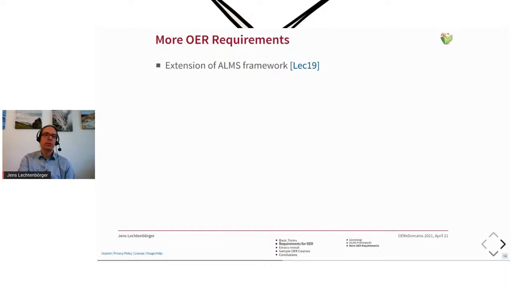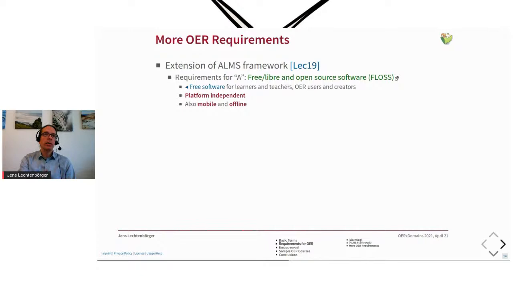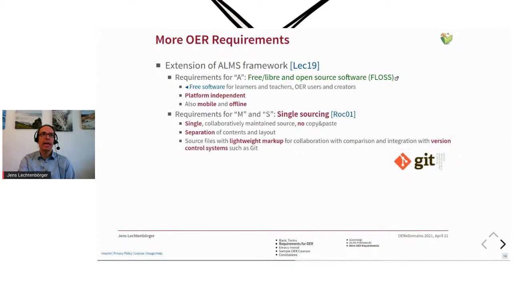I have a kind of interpretation of that framework that I described in the German paper. Roughly, the A in ALMS for access to editing tools is best characterized by free software, and it should be extended to include access to OER on any device, also mobile and offline. Also, I suggest to extend this M and S for meaningfully editable and source file access by the concept of single sourcing from technical writing.